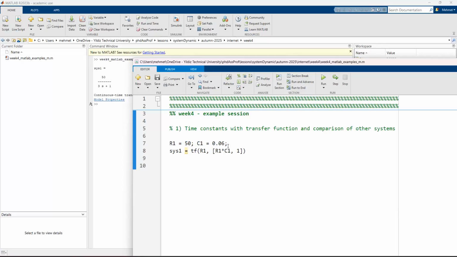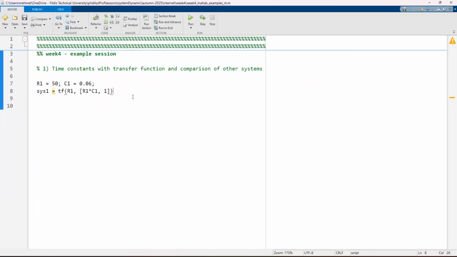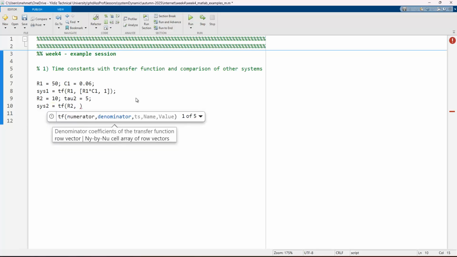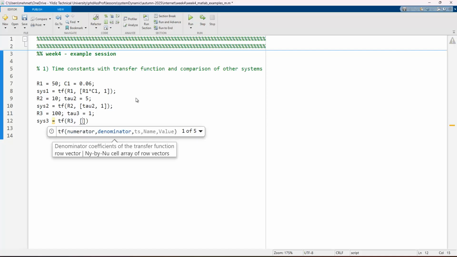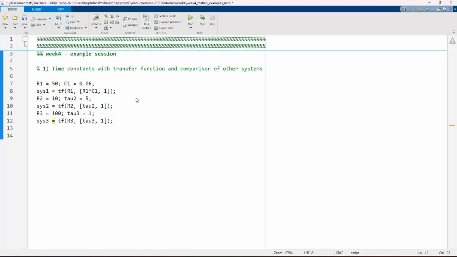If this is the case, then we can build R2 equal to 10 and tau 2 can be defined as 5. Sys2 equals TF of R2 and tau 2 comma 1. Also R3, for example 100, and tau 3 is equal to 1. Sys3 equals TF of R3 and tau 3, 1. These are the systems.